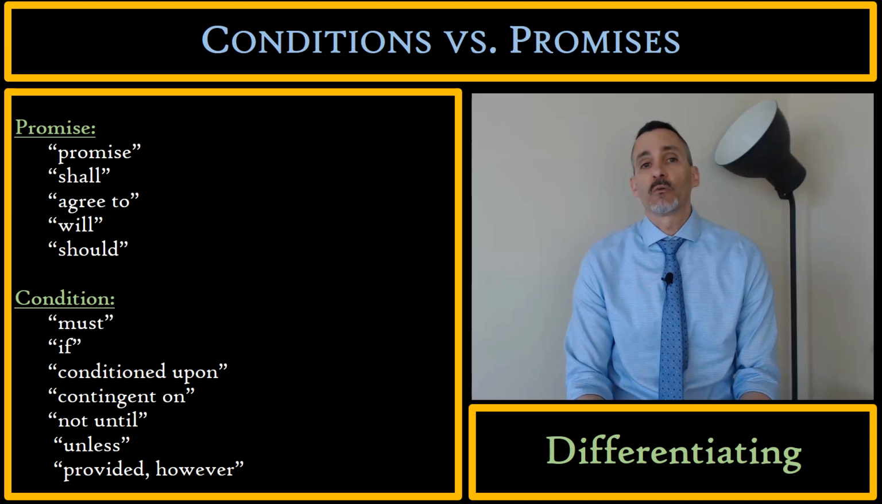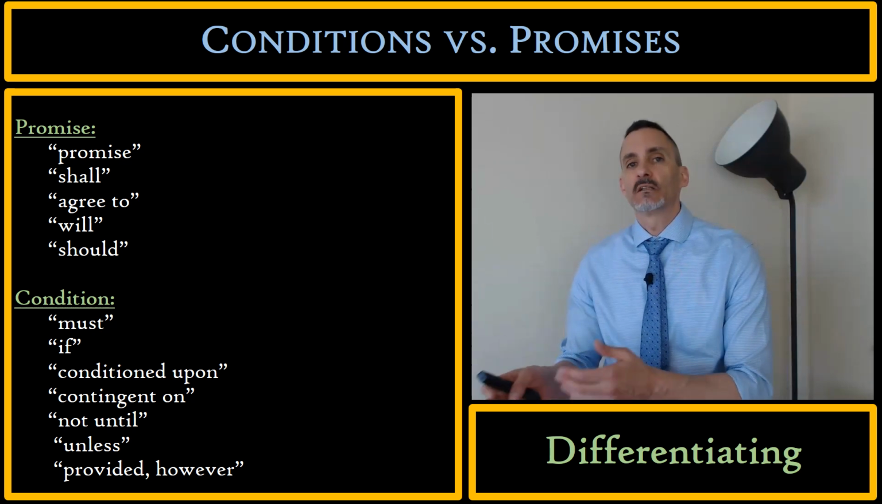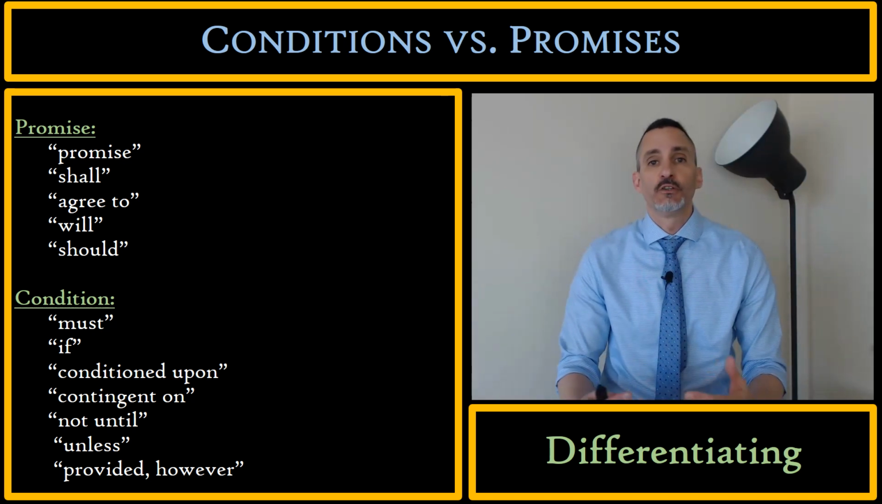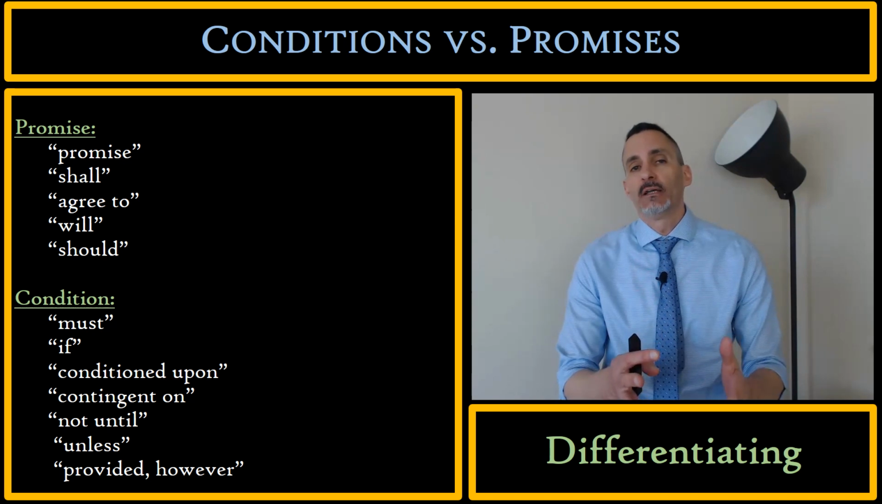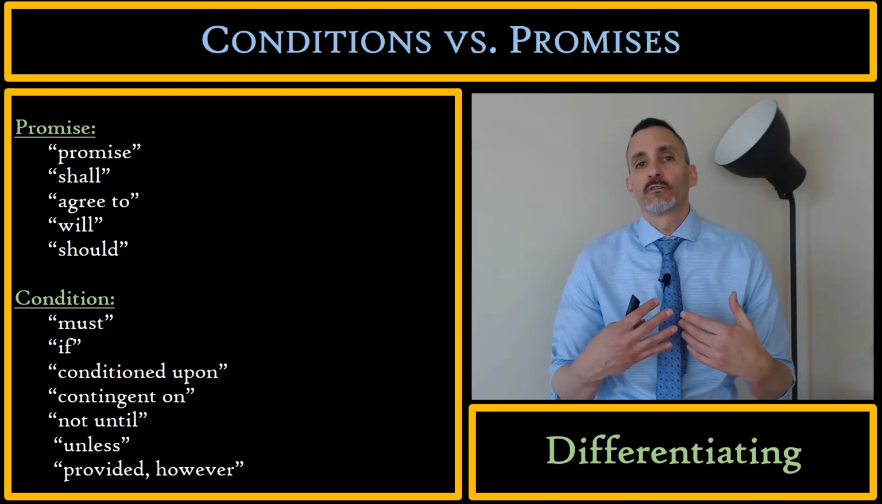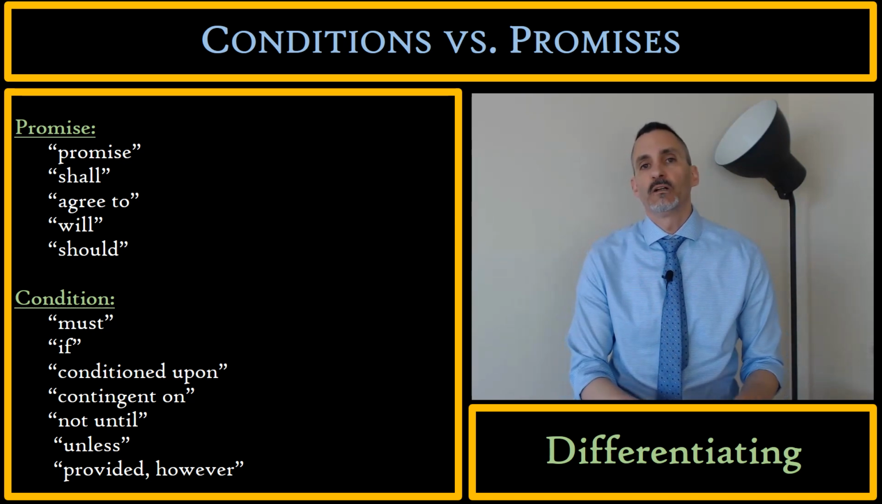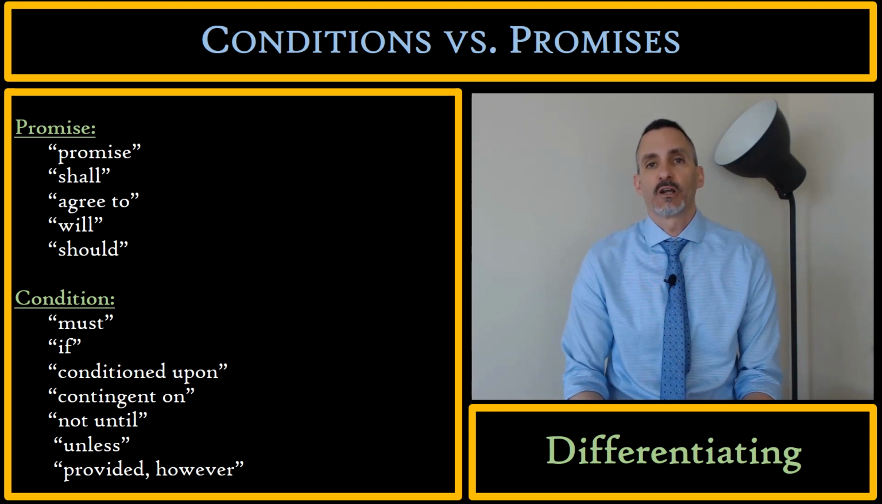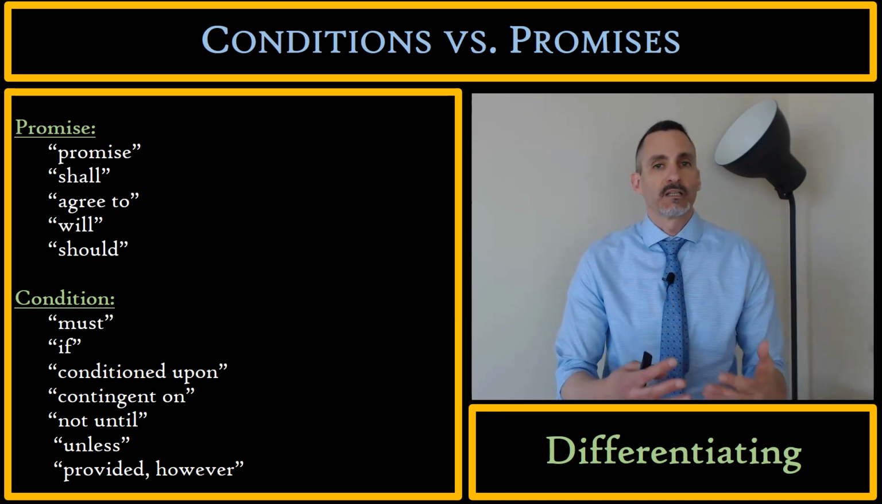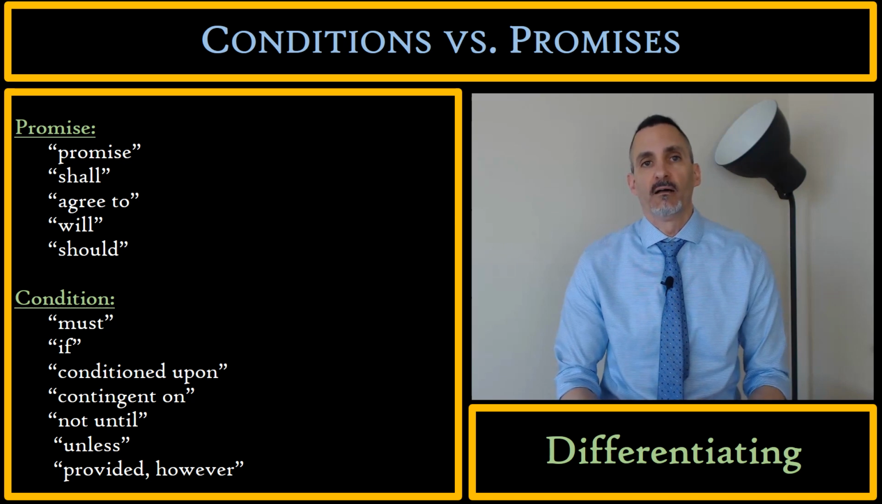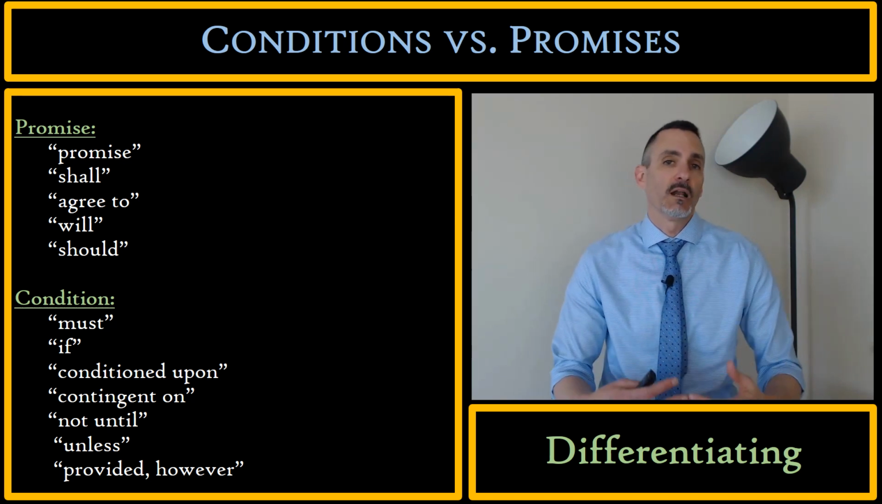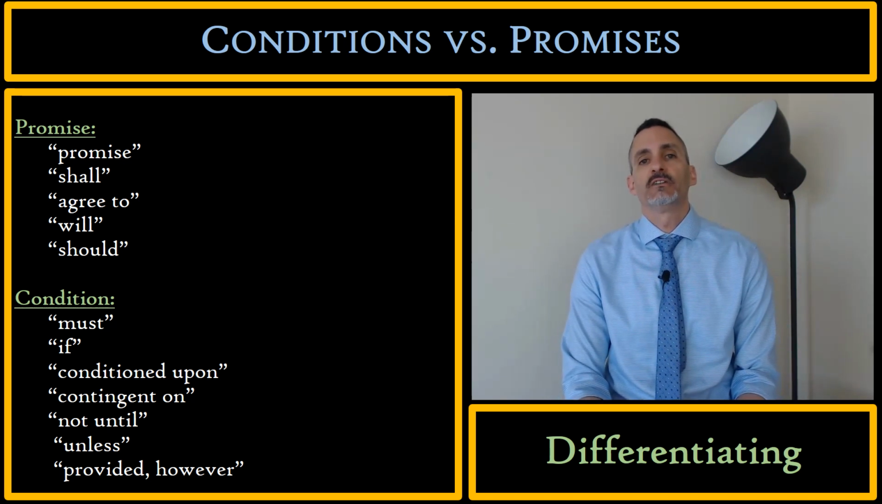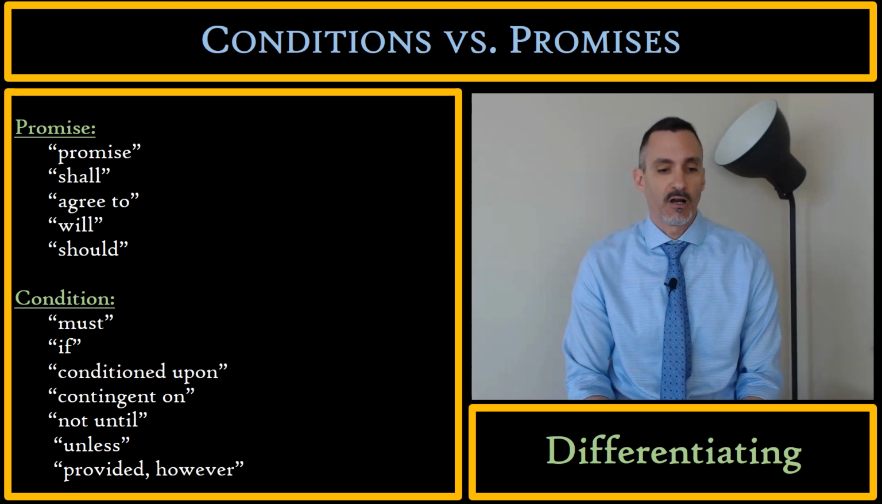Will is another way. Party A will deliver marketable title to buyer. Now, here's the thing. Lawyers rarely use will to indicate a promise in a contract. They can, but they usually use the word shall. You can use will if you want, but the convention is to use shall to indicate a promise.